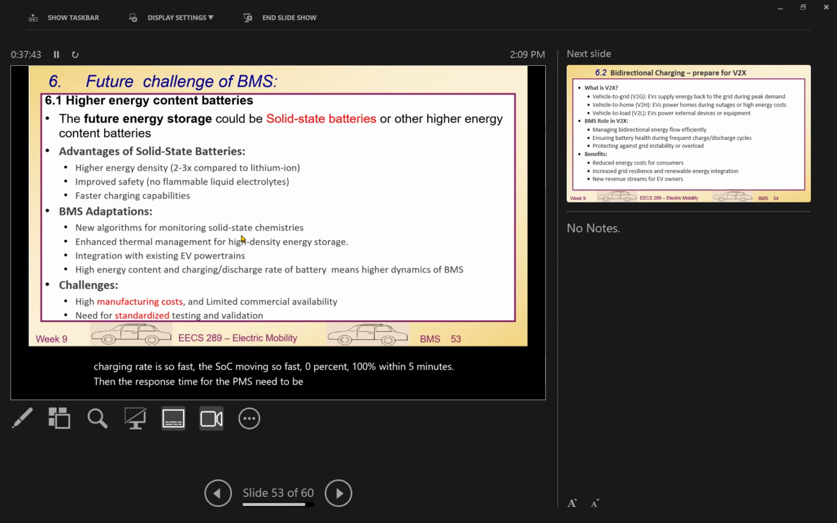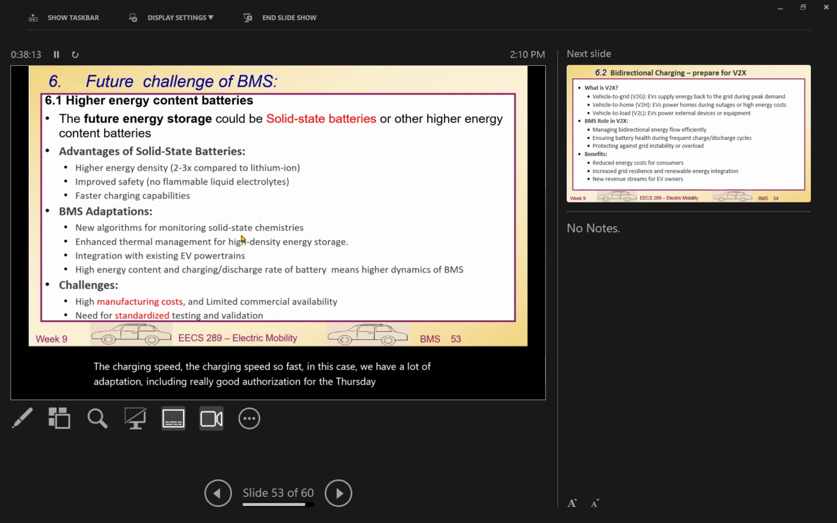Just now you saw that a little bit of 0.06 is a very large resistance. So the design of BMS, especially the potentiometer resistor, needs to be thought through carefully. In the future, if you have a high power battery or solid-state battery, the charging speed is so fast. In this case, we have a lot of adaptation to make, including needing a really good monitoring system for the solid-state chemistry.